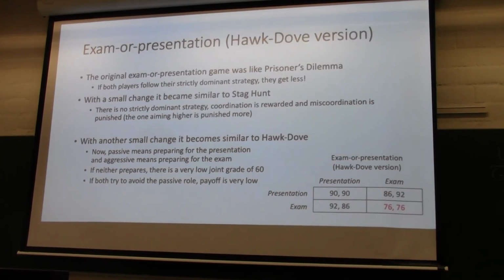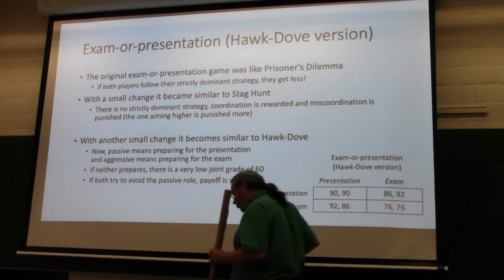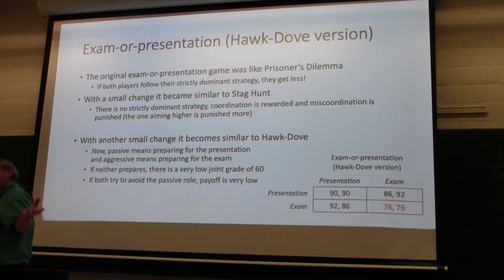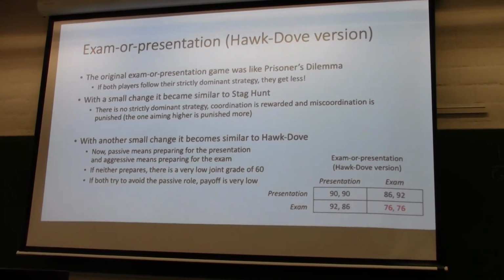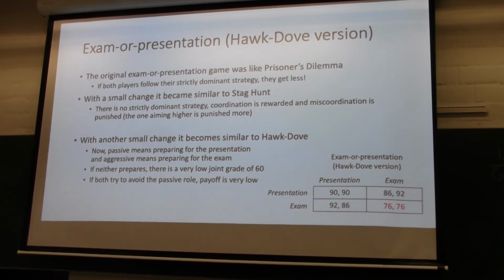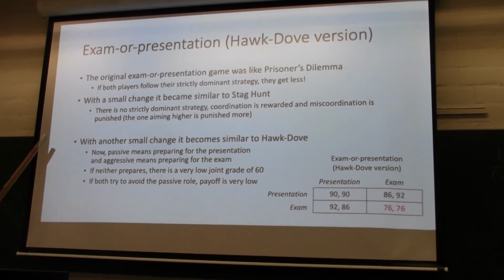So again, our famous examiner presentation, you can make a hawk-dove version of that by tweaking a little bit. You can see that real life can go through all of these possibilities. It really depends on the rules and the payoffs. So the original one was like prisoner's dilemma. Okay, with a small change, it was like Stag Hunt. Okay, no strictly dominant strategy. Coordination is rewarded, miscoordination is punished. With another small change, it can be like hawk-dove.